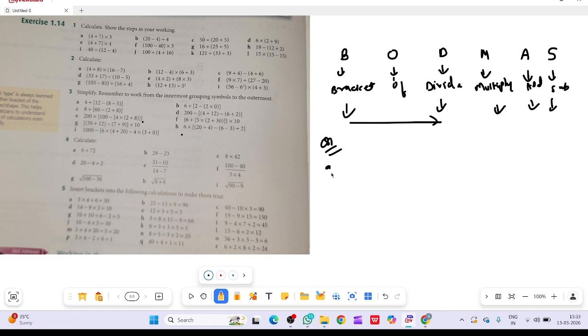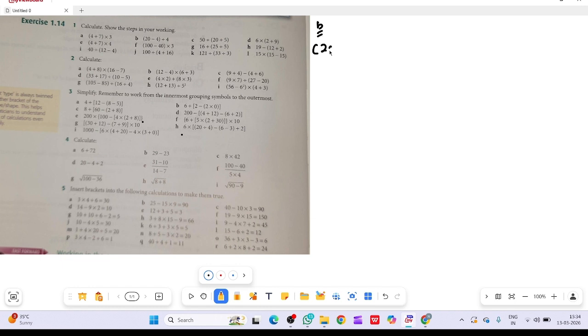So question 1 a is 4 plus 7 into 3. See, first what do we have to solve? The operation in the bracket. That means 4 plus 7 is 11 and multiplied by 3 is equal to 33. b: 20 minus 4 divided by 4. First of all solve the operation which is inside the bracket. Whatever the operation, it can be addition or multiplication, but you have to first solve the numbers which are in the bracket. So 20 minus 4 is 16 and then divided by 4, which is equal to 4.